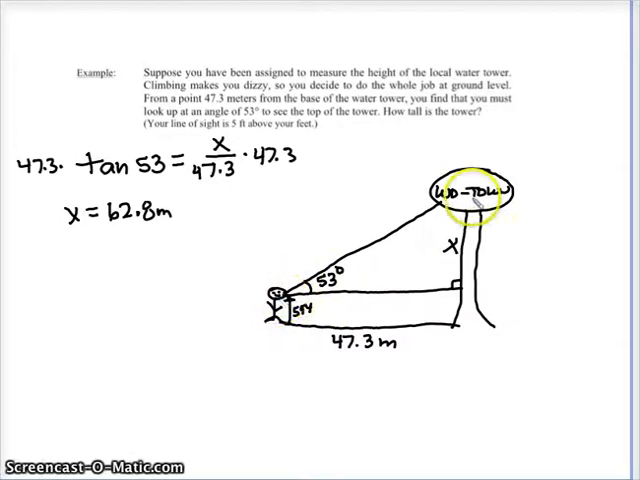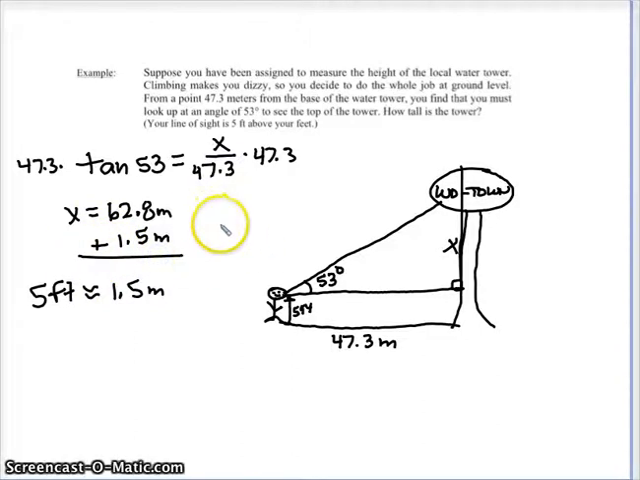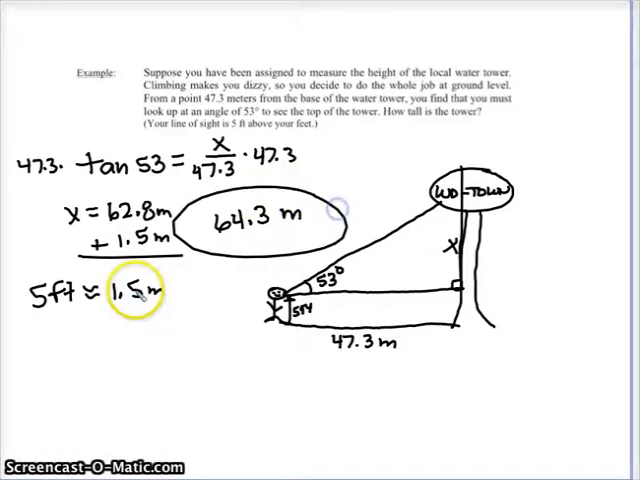Now I told you we have to account for the height of the individual here at the end. We have found the height of the tower until about right here, so we've got to add on the height of the person. 5 feet is approximately 1.5 meters, so we'll add on 1.5 meters to our answer. We get a grand total of about 64.3 meters tall. That's how tall our Wotown water tower is.